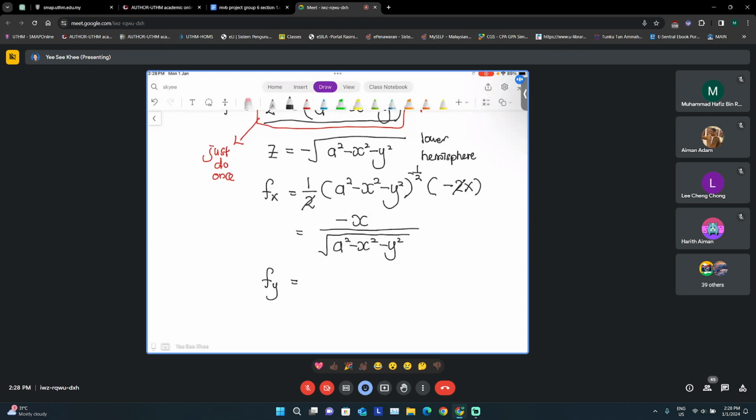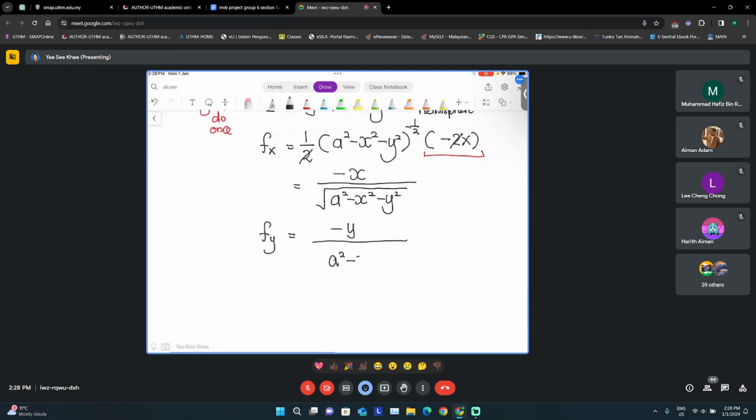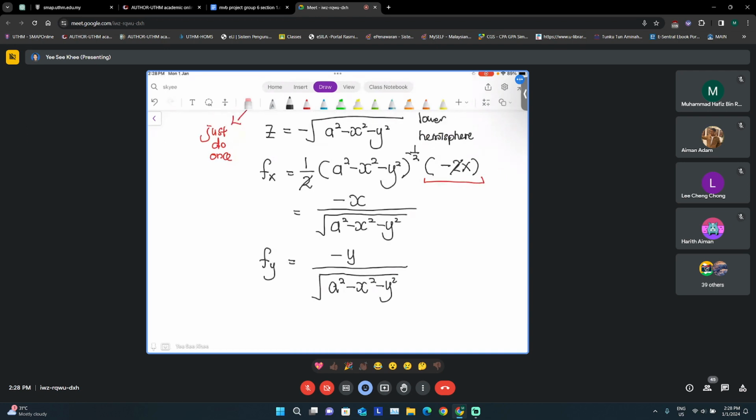Next, about the fy. So fy is very similar to the fx. Just the last term you have to differentiate with respect to y. I will just write out the answer directly because the front part is the same. This is your fx and also the fy. What is the next step?